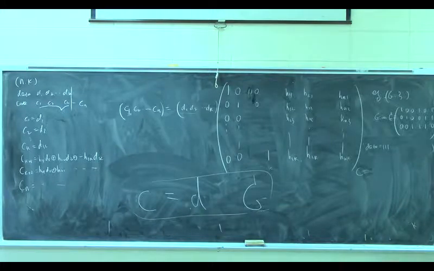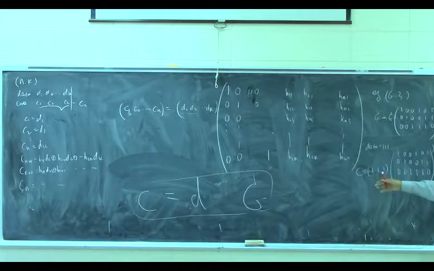The code equals D times G. What is D? 1 1 1. Then times G, 1 0 0, 0 1 0, 0 0 1 and 1 0 1, 0 1 1, 1 1 0. Any question on this? That is the formula you need to memorize. I'll give you the generated matrix and the data, and you calculate the code.